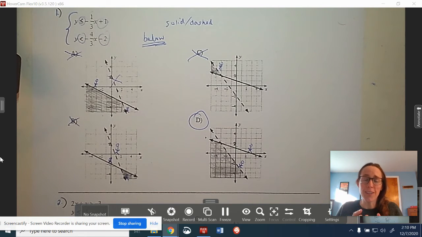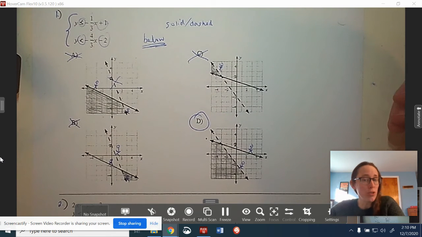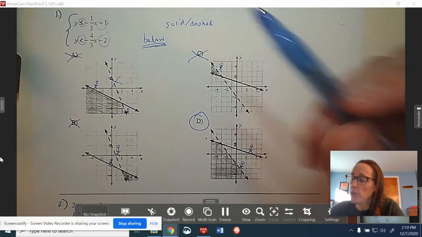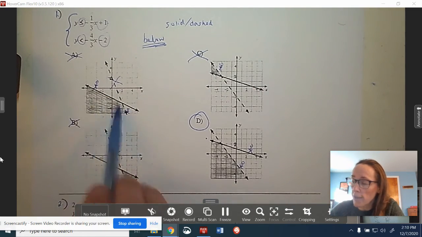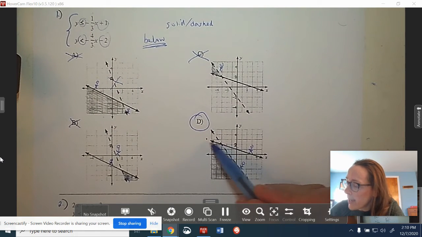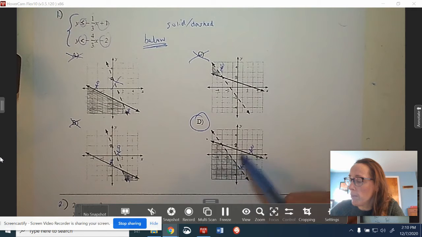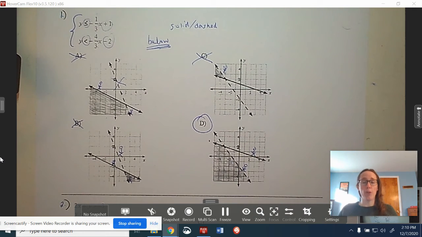And I should have mentioned at the very beginning of this that you can see in the examples that this is another type of shading. So you guys know that when I shade, I usually use 2 different colors and look for the overlapping part. But you've also seen examples where instead of shading everything, only the overlapping part is shaded. So for this example, instead of shading everything below the dashed and everything below the solid and then finding what's overlapping, only the overlapping part is shaded.